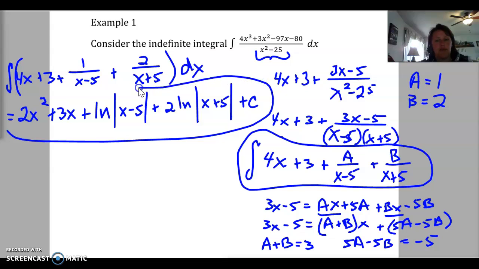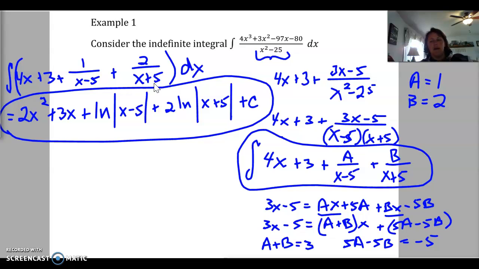Now, a couple of things here to watch for. In this case, this was a nice simple one. I had no coefficients to my variables in the denominator, so I did not have to worry about any type of chain rule or u substitution for either one of these. Neither one of them were squared. If we had 2 over x squared plus 5, that's going to turn into an arctangent. So be really careful with what we have.